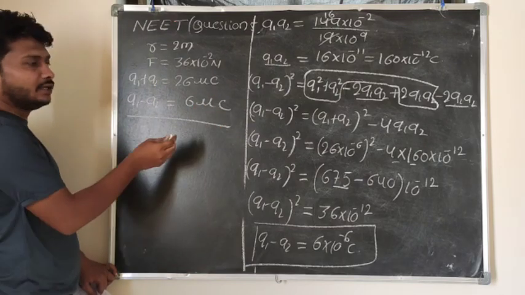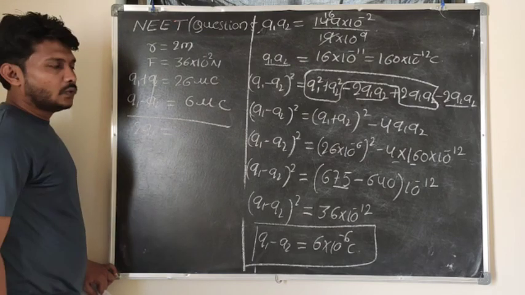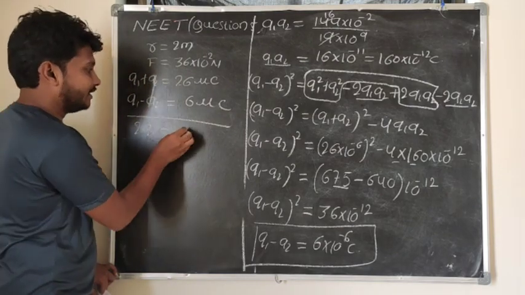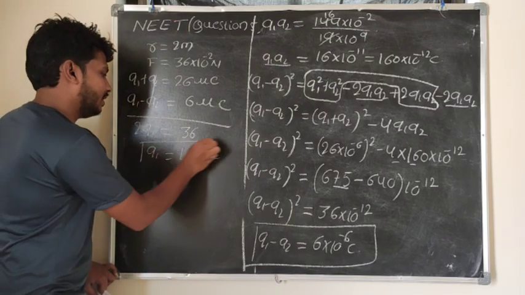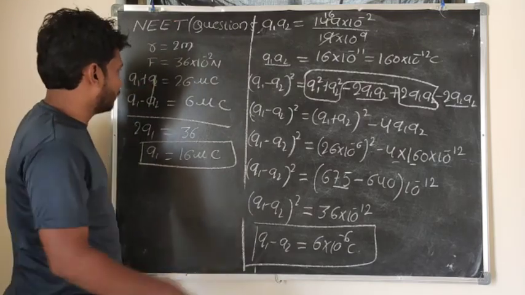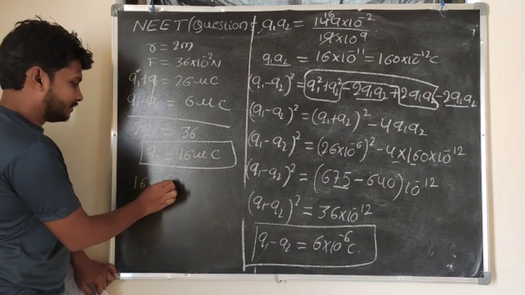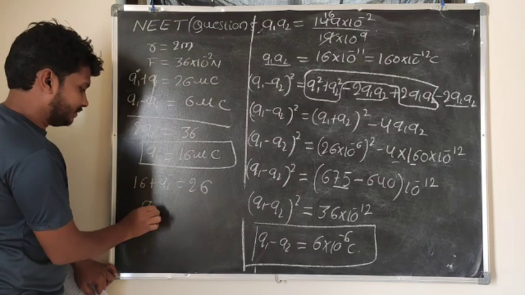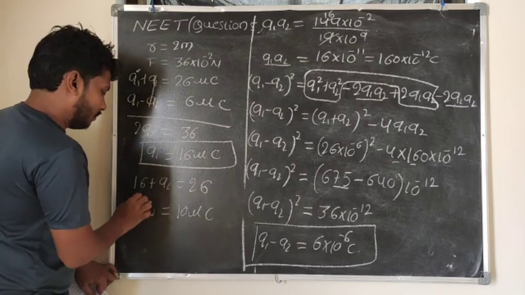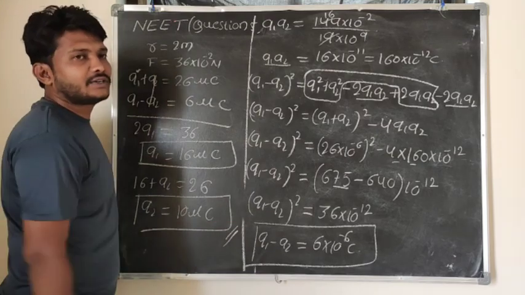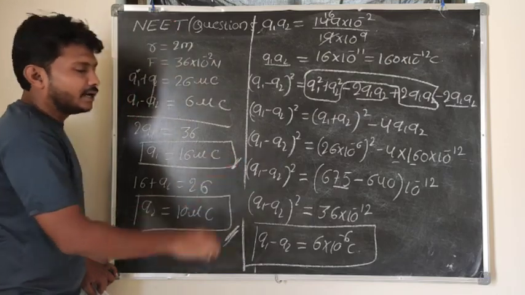If you add these two equations, plus Q2 and minus Q2 get cancelled, and 2 Q1 is equal to 32. So Q1 is equal to 16 microcoulomb, the individual charge value. Filling 16 microcoulomb into the equation, 16 plus Q2 is equal to 26, so Q2 is equal to 26 minus 16, that is 10 microcoulomb. So the individual charge values are 16 microcoulomb and 10 microcoulomb.